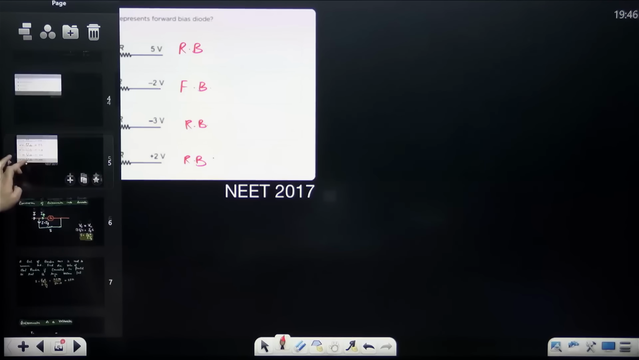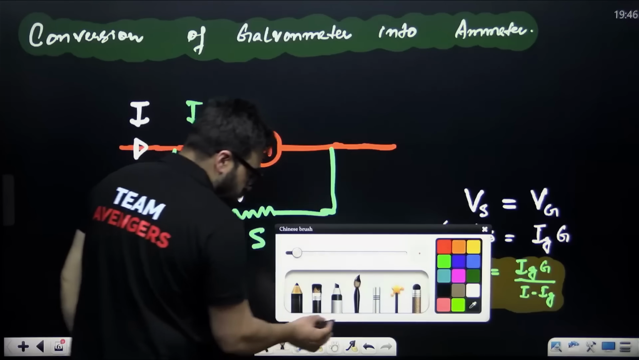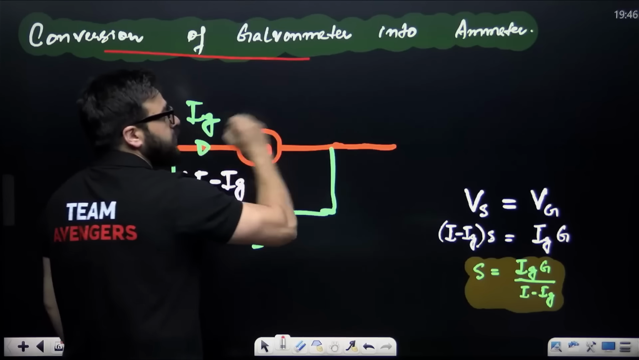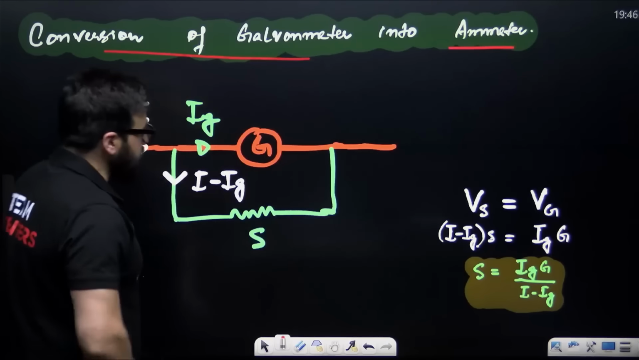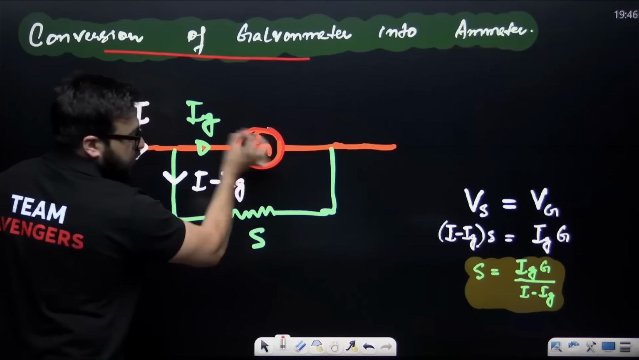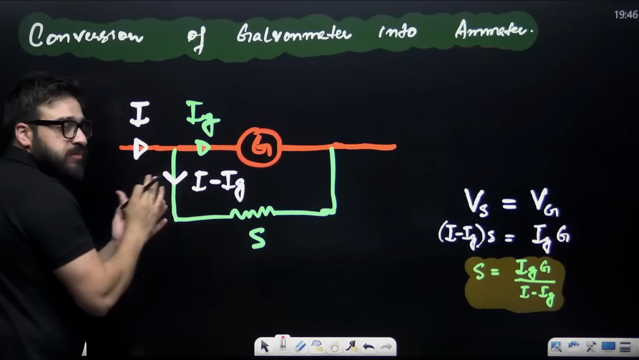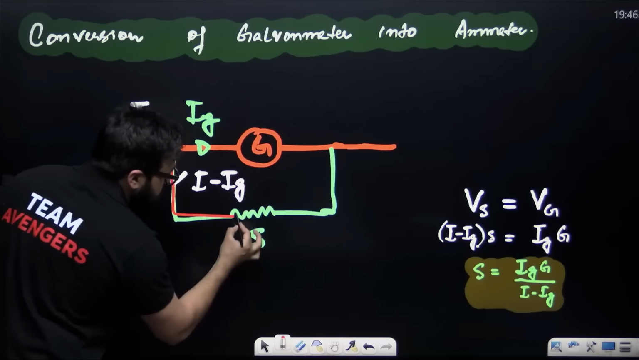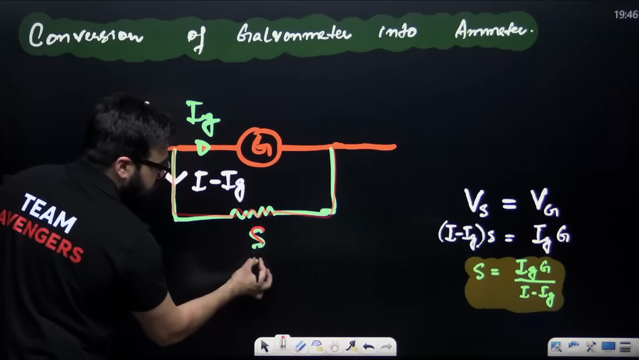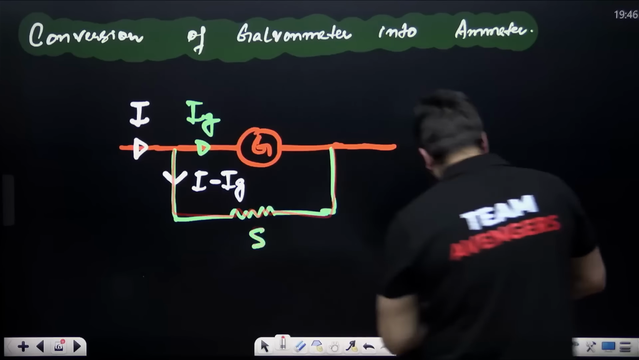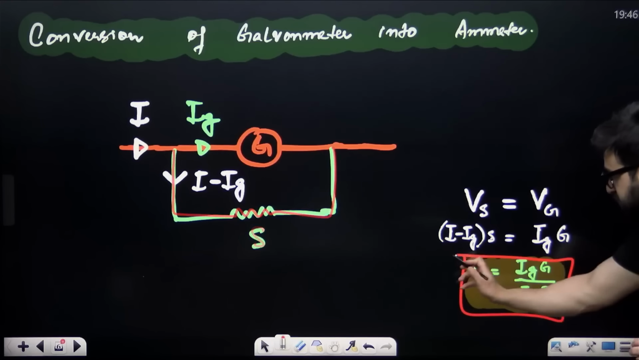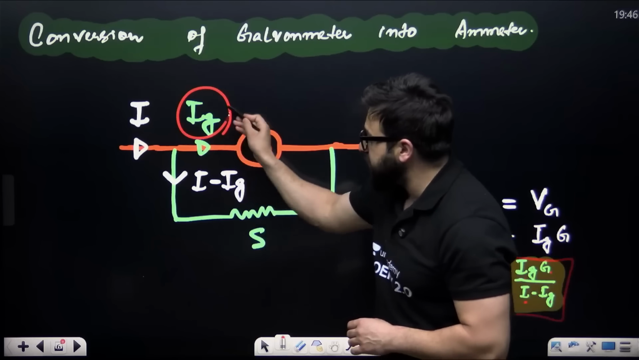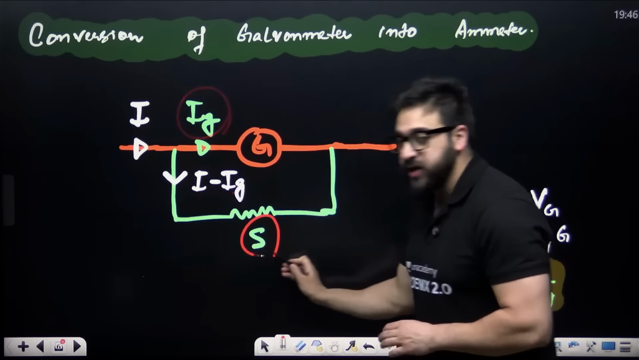Let's move on to the next one, my dear NEET aspirants. When it comes to conversion of galvanometer into an ammeter, you have got a galvanometer over here. If you want to convert this galvanometer into an ammeter, ammeter is a device which measures the current. So you connect a shunt resistance in parallel to this. And directly remember, the value of this shunt resistance is basically Ig into G upon I minus Ig. Ig is the current flowing in the galvanometer. I minus Ig is the current flowing in the shunt resistance.